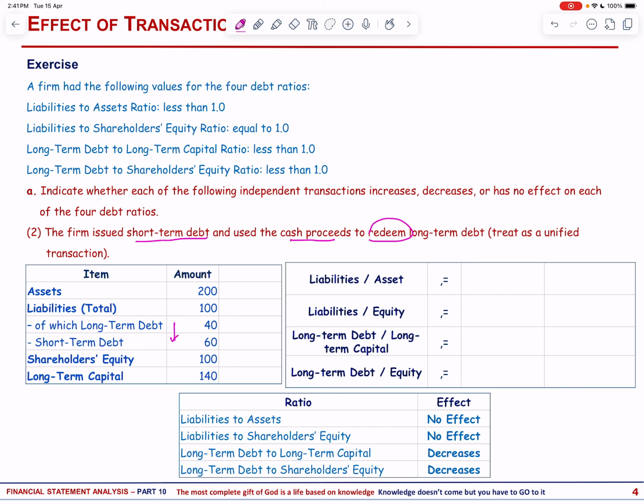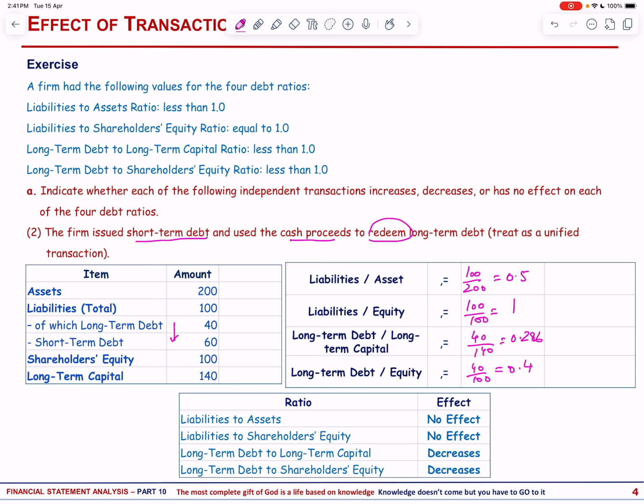So let's once again go through the same set of ratios. The liabilities to total assets is 100 upon 200, so that is equal to 0.5. Liabilities to equity is now 100 over 100, that is equal to 1. Now long term debt to long term capital will be 40 over 140, so that is equal to 0.286, and the long term debt to equity will be 40 over 100, that is equal to 0.4.